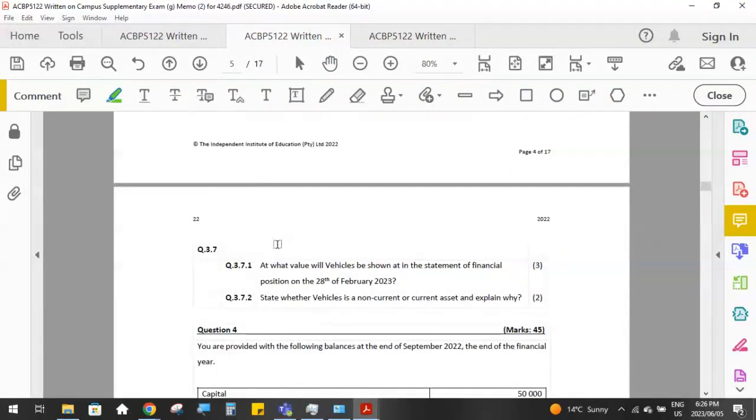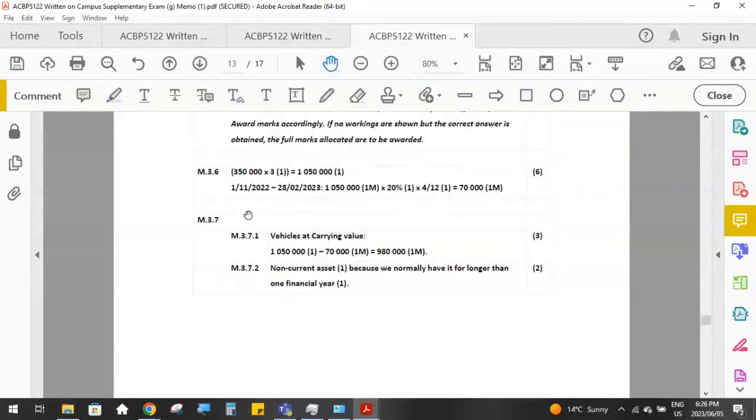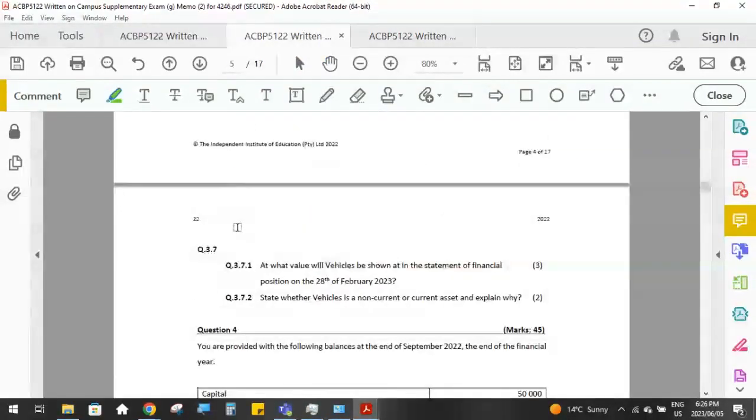And then 3.7, at what value will vehicles be shown at in our statement of financial position on the 28th of February? So what will the carrying value of our asset vehicles be at the end of the year? So total cost of 1050 minus total accumulated depreciation for the year, the carrying value of the vehicles will be 980,000.